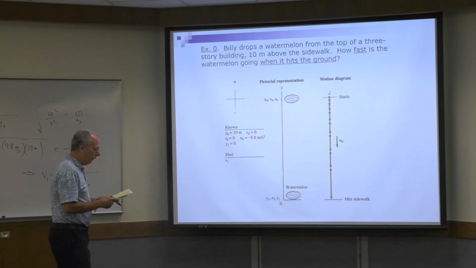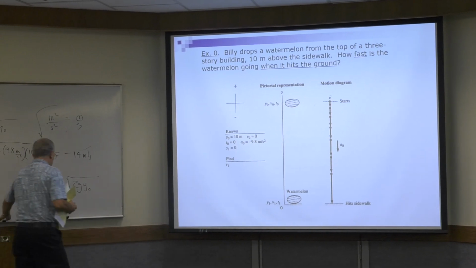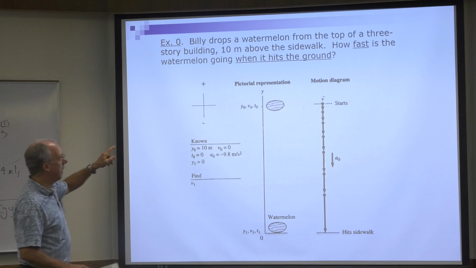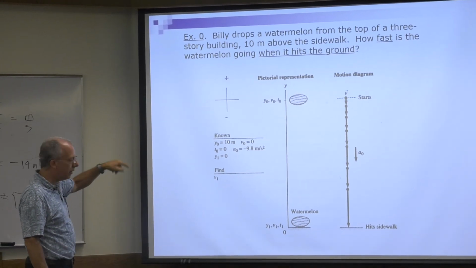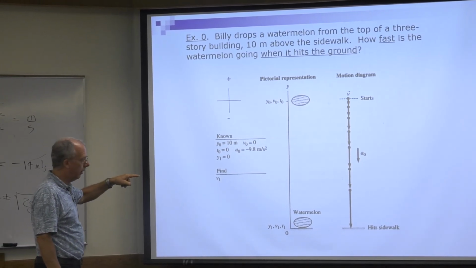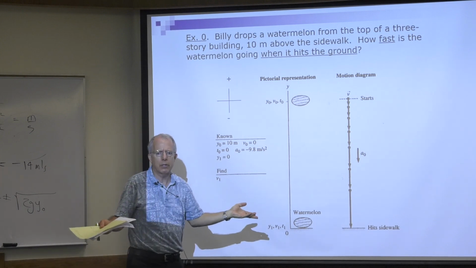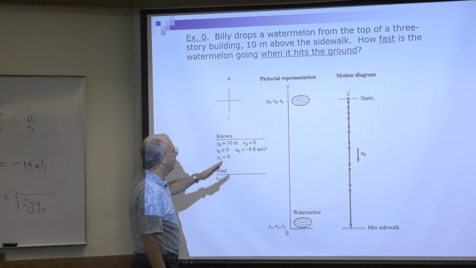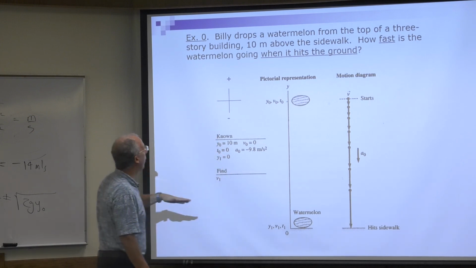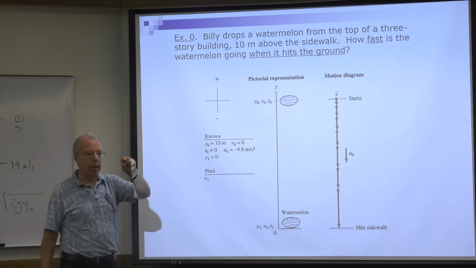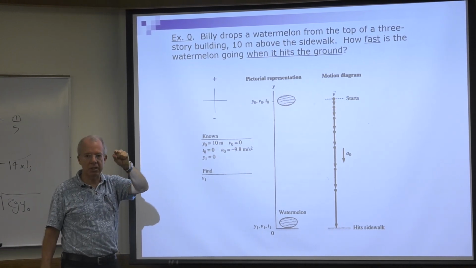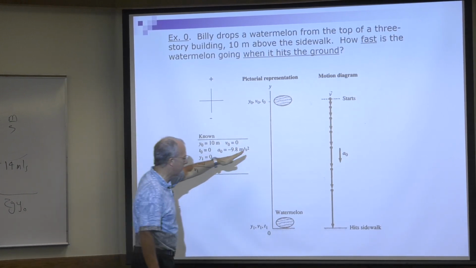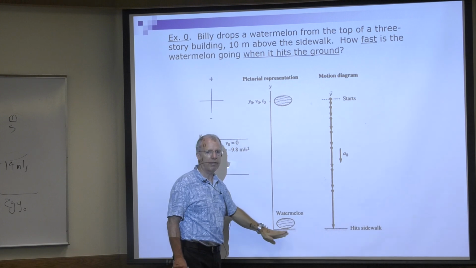Okay. Now, there's something that's important here, and this is not physics, it's English. The question says, how fast is the watermelon going when it hits the ground? It's not moving at all when it hits the ground, right? Well, that's not what they mean. What they really mean when they ask a question like that is, how fast is the watermelon going when it's like a billionth of a centimeter above the ground? So they want to know how fast it's going right before it hits the ground. You have to understand that.